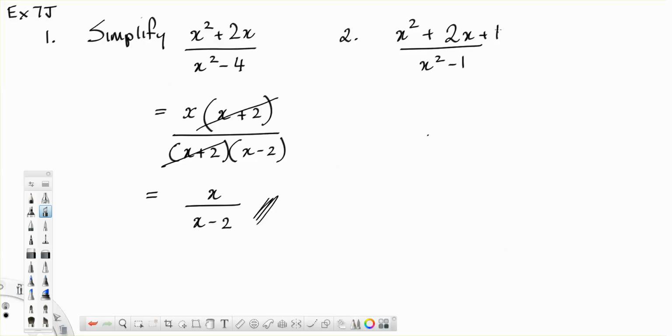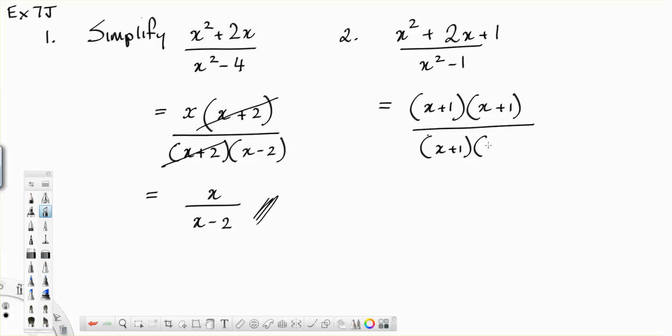The bottom is the difference of two squares. x squared minus 1 is x plus 1 times x minus 1. So when we factorise it, it'll be x plus 1 times x plus 1 over x plus 1 times x minus 1. Now that we've got it factorised, we can cancel common factors in the top and bottom. x plus 1 will go in the top and the bottom, and that leaves us with x plus 1 over x minus 1.